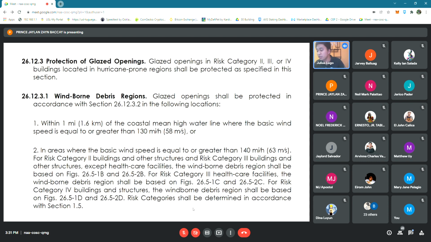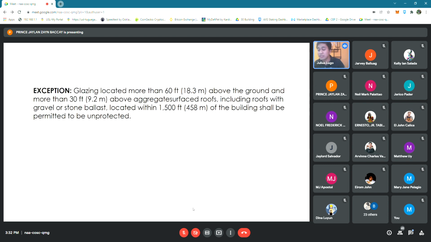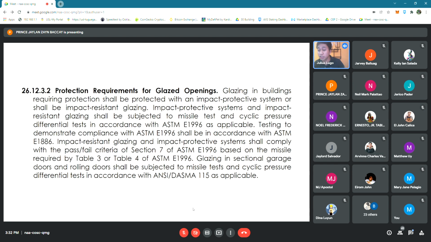Anyway, the glazed openings will be further discussed. Kasi yung provisions ng glazed openings in here, that's just the general. Pero para mas maintindihan nyo siya, you have to actually read the ASTM book. Pero in our case, hindi na tayo magko-consider ng ASTM. So kahit i-skip na natin yung glazed openings, guys. Punta na lang tayo sa table 26.13-1.